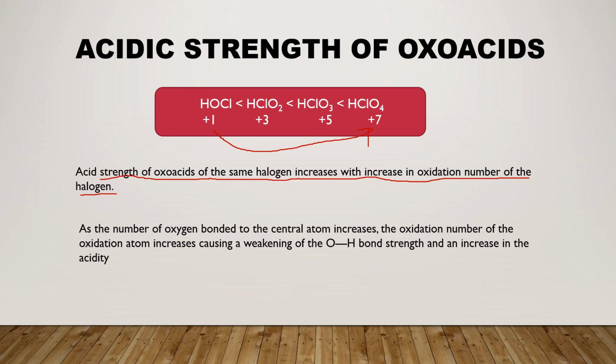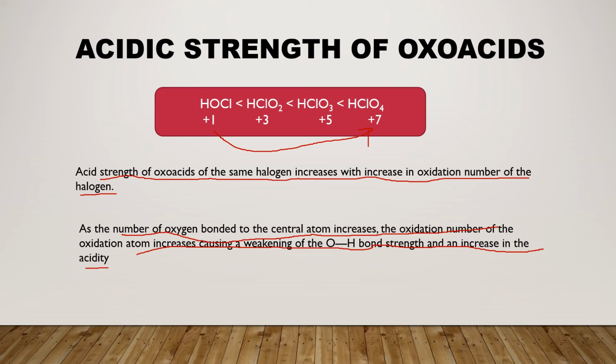So, the main reason that acidic strength of oxoacid increases with increase in oxidation number of the halogen is that as the number of oxygen bonded to the central atom increases, the oxidation number of the atom also increases, which causes weakening of OH bond strength and hence an increase in the acidity. So this is an important question which is generally asked in exams related to acidity.